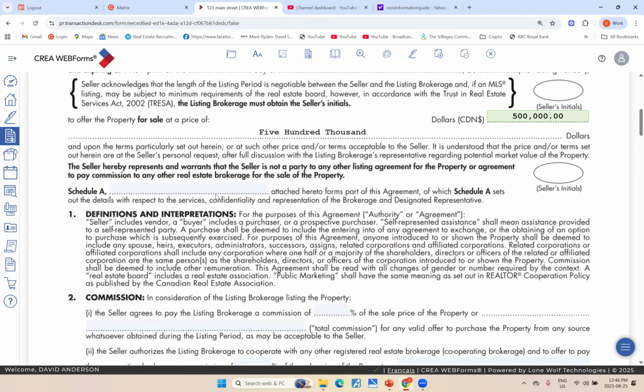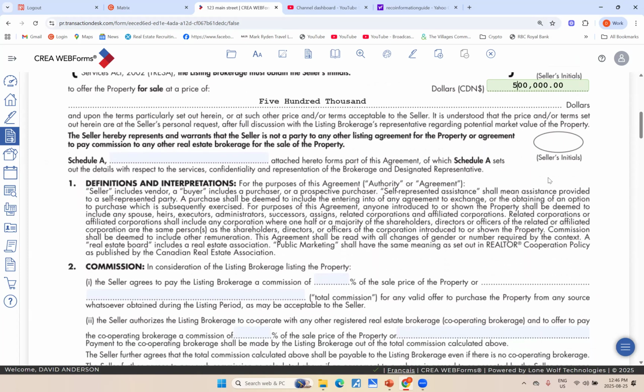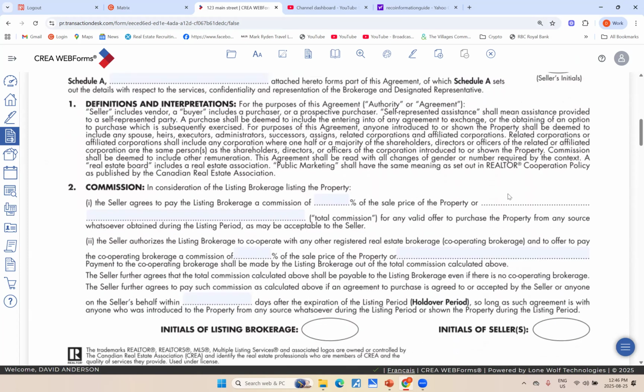Here we talk about schedules. Are you adding a Schedule B or not? We don't have a Schedule B at Red and White. We've changed that to the disclosure form, so you don't have to put a Schedule B. And here it says the seller represents and warrants that the seller is not a party to any other listing agreement for the property or agreement to pay commission to any other real estate brokerage for the sale of property. So your sellers would initial here and say, yeah, you're the only person that's listing this property.